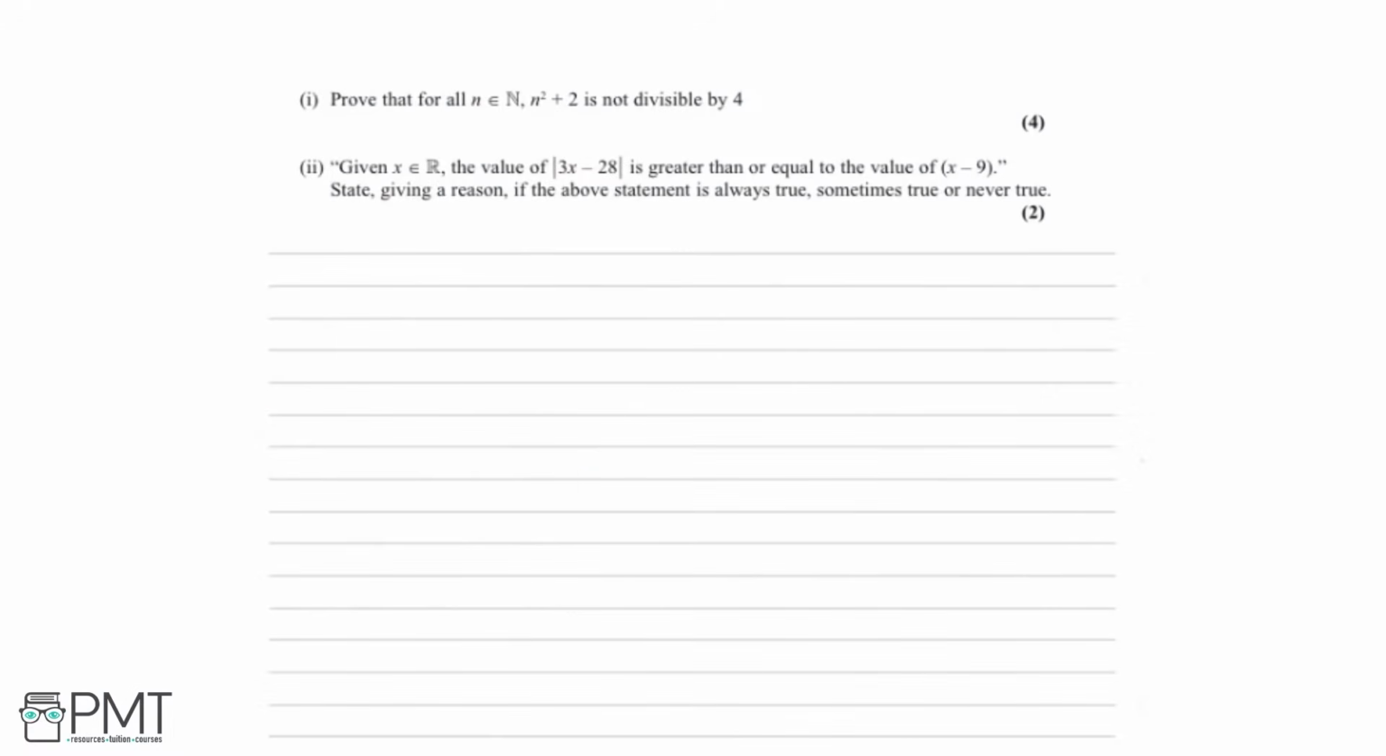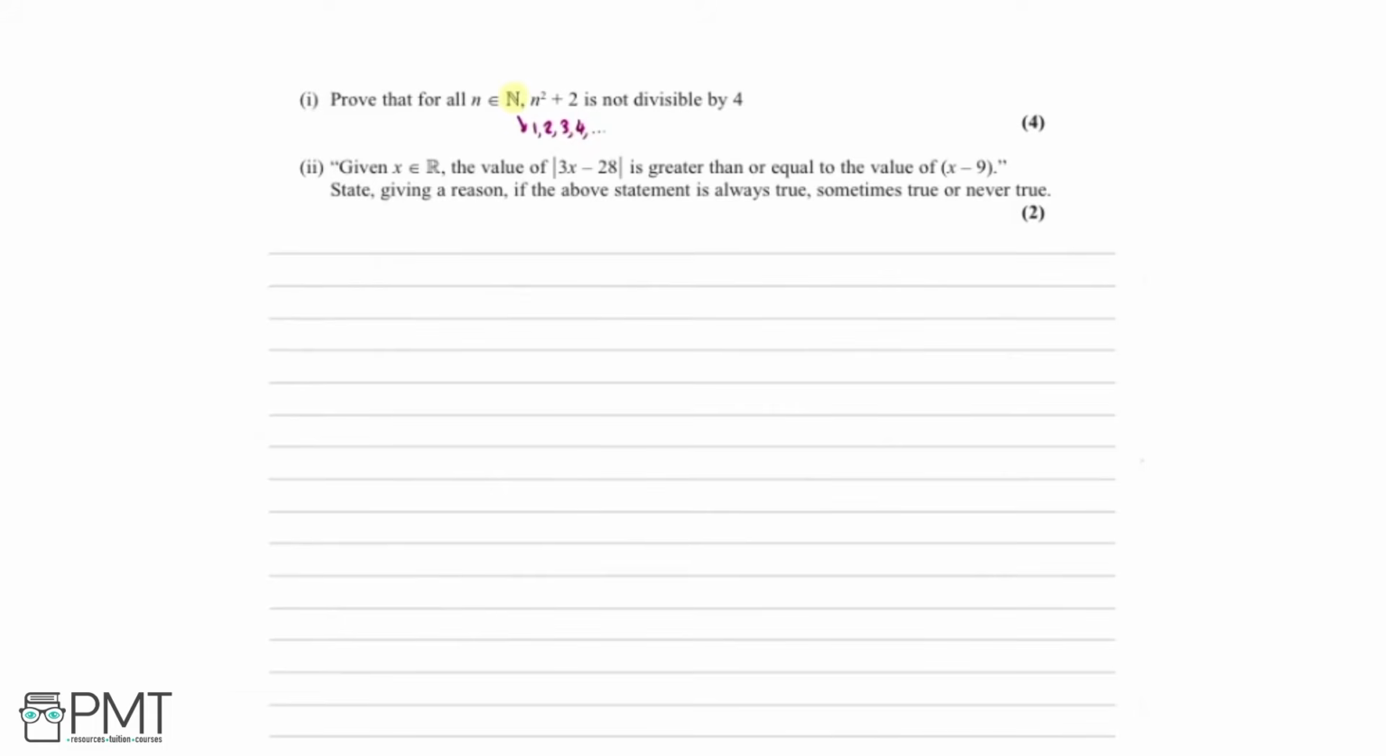So let's take a look at this proof question here. So part I says we need to prove that for all values of n contained within the natural numbers, n squared plus 2 is not divisible by 4. And this is for 4 marks. So first we're just going to look through and try and decode the question. So we can see here, okay, so we've got this. And this means the natural numbers, for example, 1, 2, 3, 4, etc.